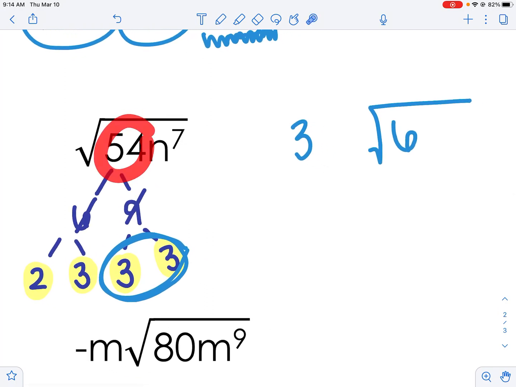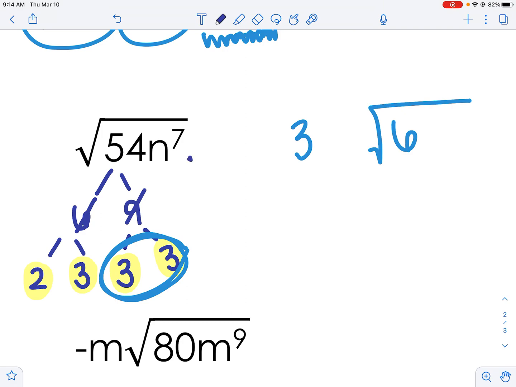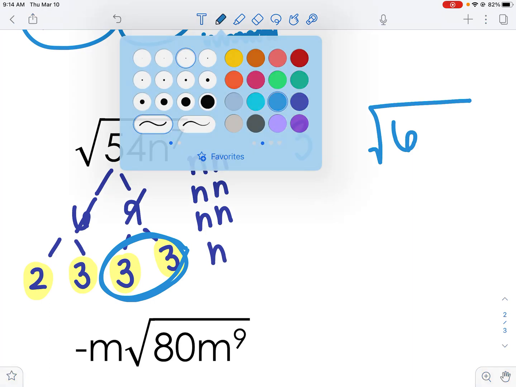Okay, I'm not done though yet. I dealt with the 54. The 3 came out per pair, and 6 stayed underneath. Now I need to deal with n to the 7th. Now, n to the 7th would be 7 of them. So that'd be 1, 2, 3, 4, 5, 6, 7.